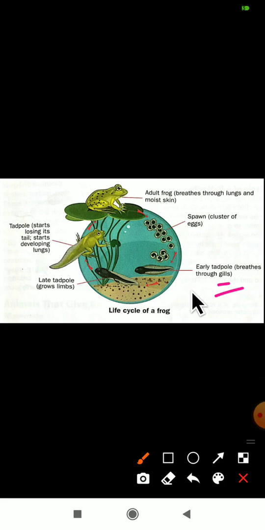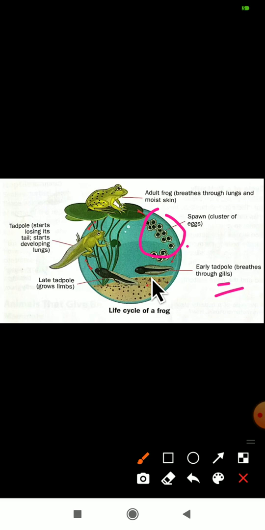Yes, these are the cluster of eggs. After a few days it develops into a tadpole, and that tadpole looks like a fish here. That tadpole has a tail at the back side, and it has gills for breathing purposes. Remember, with the help of the tail it will swim in water. As you all know, the frog will lay the eggs where? In water and in a moist, wet place.